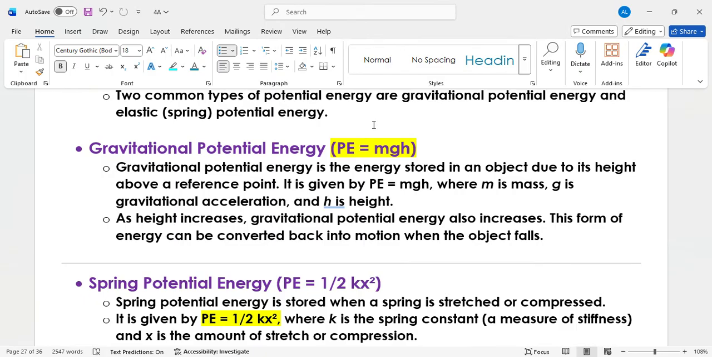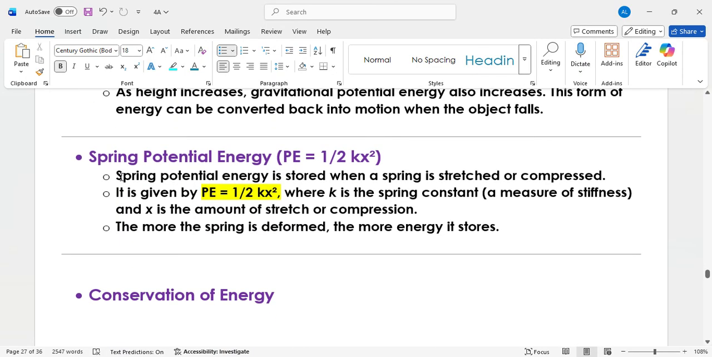For the MCAT, we usually use 10 meters per second squared for gravitational acceleration, right? As height increases, the gravitational potential energy also increases. This form of energy can be converted back into motion when the object falls, right?